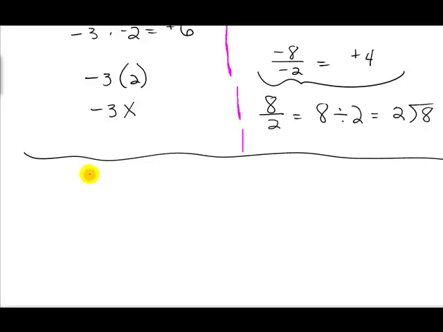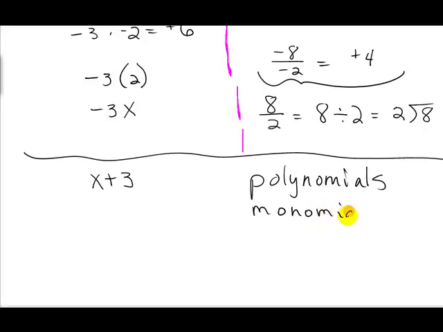Our expressions are called polynomials. The polynomials are like a last name. They refer to everything. And then we can have specific names. A monomial is just one term, and it could look like 3x. That's a monomial.